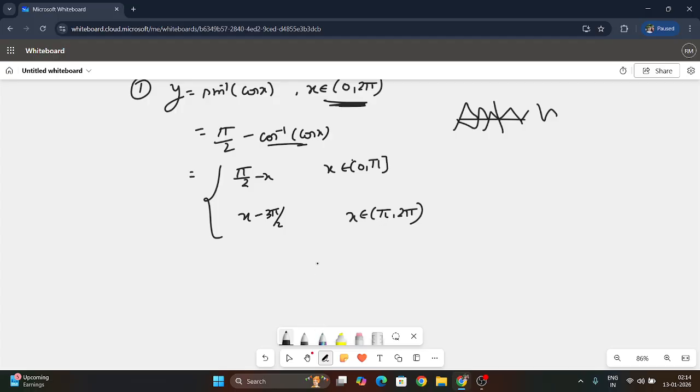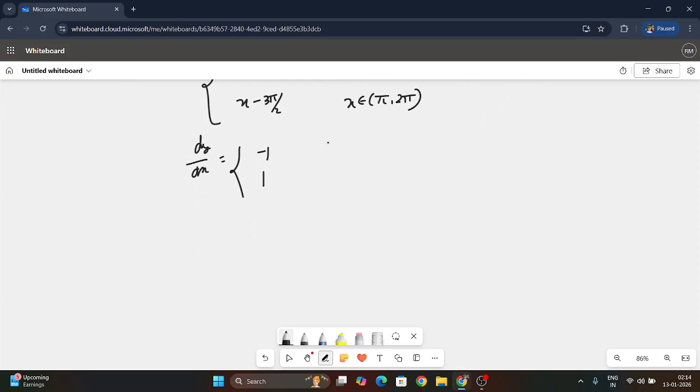Now this is the function. We have opened the function, and now we have to differentiate it. And dy by dx is going to be what? Minus 1 and plus 1. Minus 1 for this domain, and plus 1 for this domain. Take care of the domain, don't forget it. I hope it is clear to you. And now let's go for the next question.